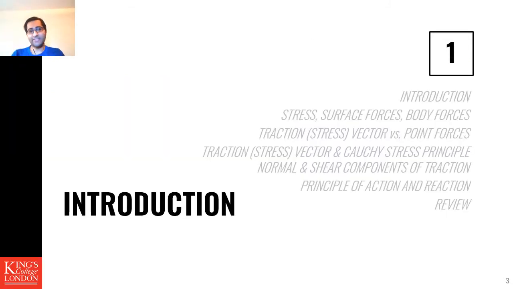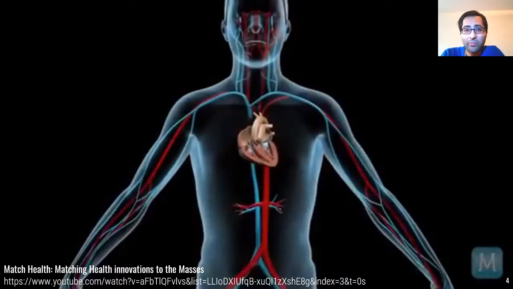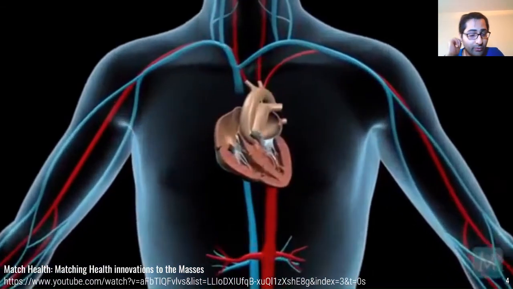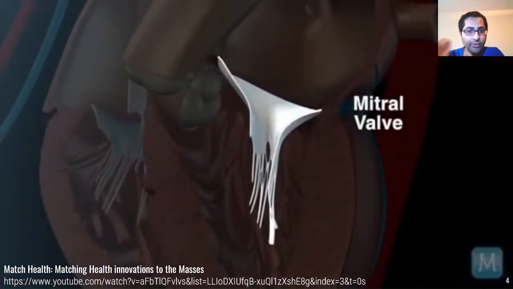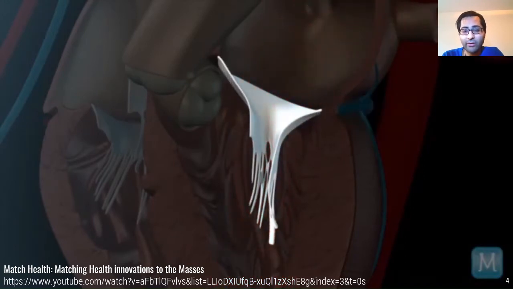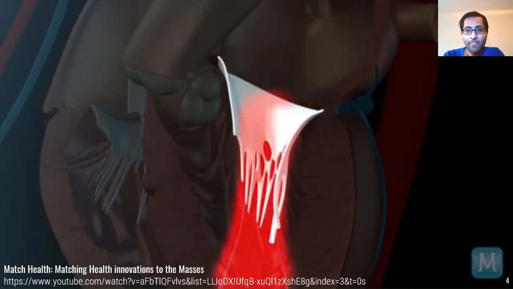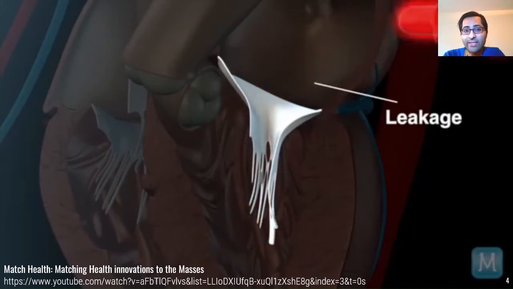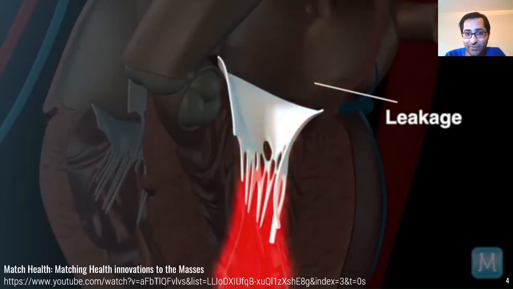Okay, first section is introduction. Let's have an example to understand why we need these concepts. I'm going to talk about the heart mitral valve. The role of these valves is to prevent the blood from leaving the heart after being sucked in. For example, in this case, you see it has a leakage.